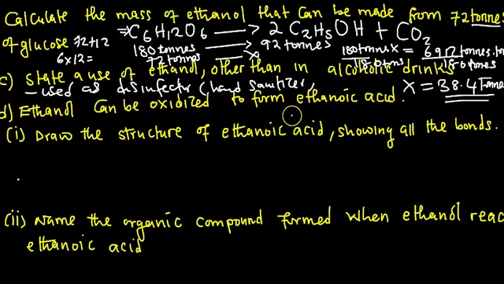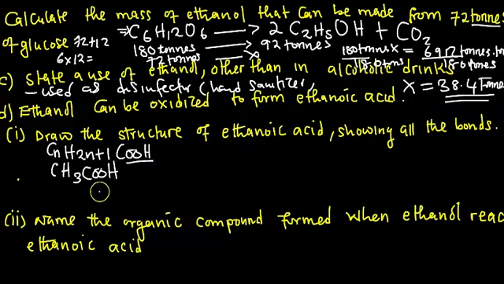Then ethanol can be oxidized to form ethanoic acid. Draw the structure of ethanoic acid showing all the bonds. If we were to look at it, the first carboxylic acid is methanoic, which has 0 carbon in the chain. The second one is ethanoic, which has 1 carbon, and of course the functional group. It's written like this in terms of molecular formula. The general molecular formula of carboxylic acid is CnH2n+1COOH, where COOH is the functional group. So with 1 carbon, you come up with this.